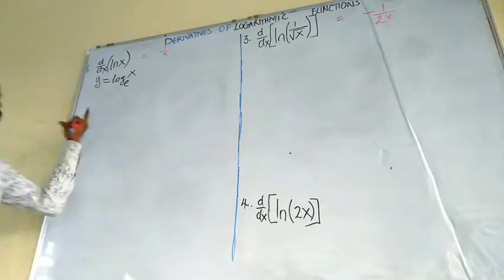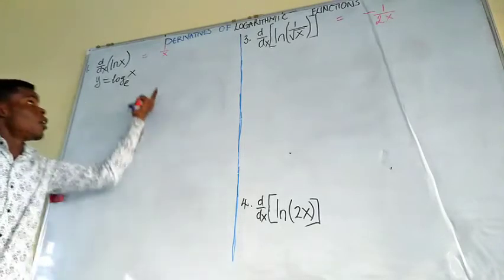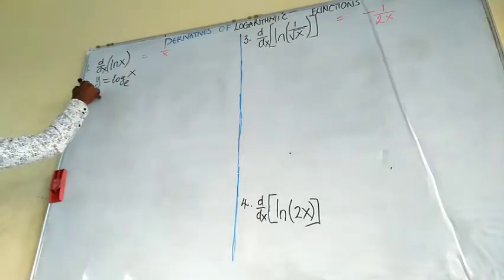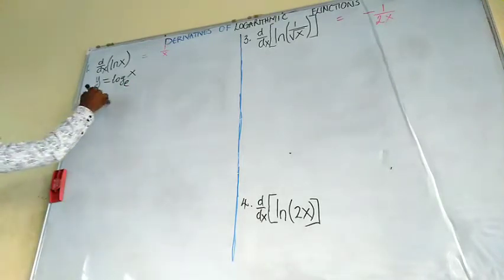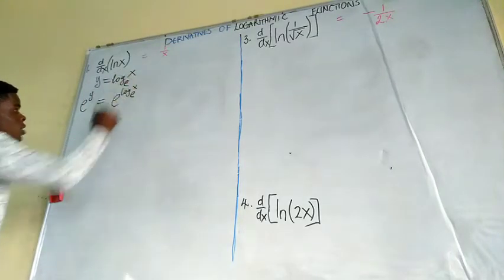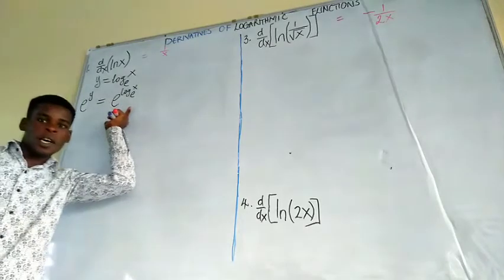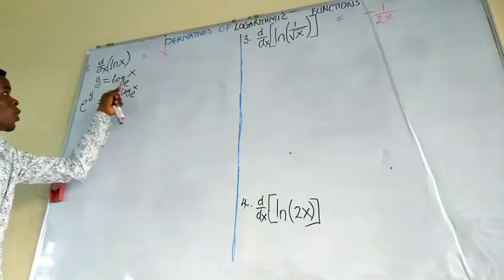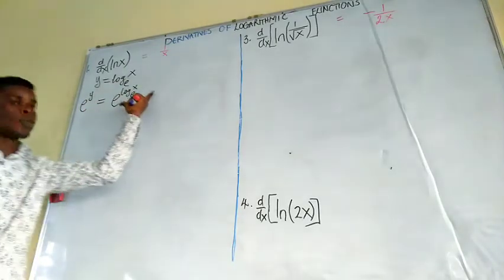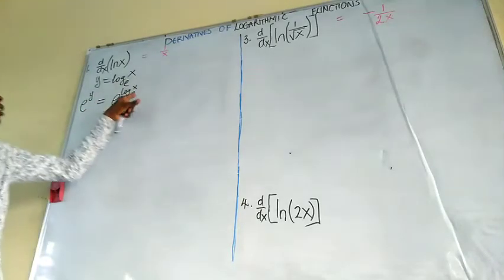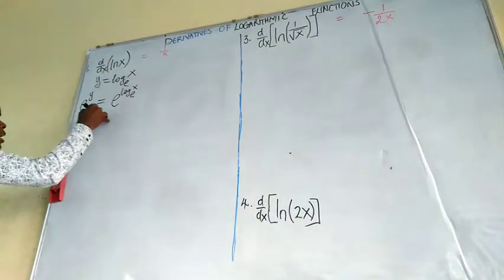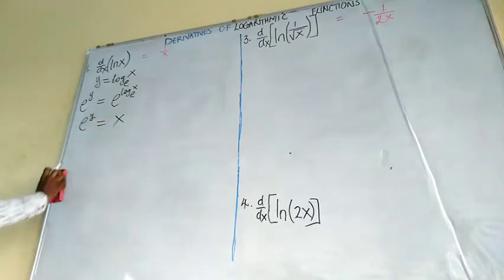Very nice. So if we make e the base of both sides, on the right hand side we're going to have x. That will be e to the power y is equal to e to the power of log of x to base e. Now from the log property, we know that e to the power of log of x to base e is the same thing as saying what? Well, that is just equal to x. So we're going to have e to the power y is equal to x, like this.